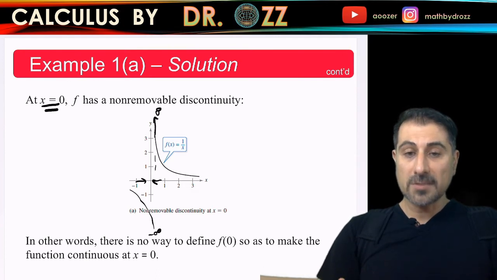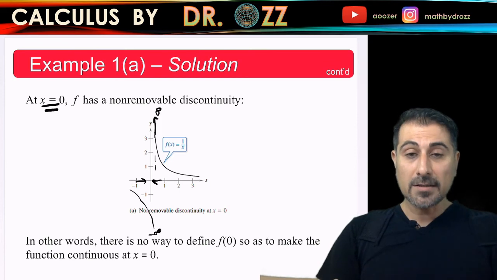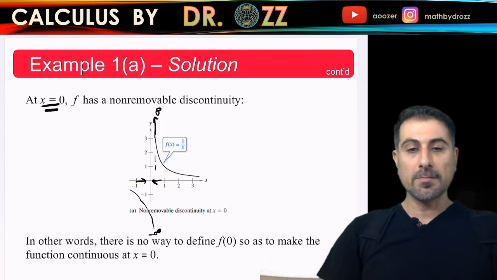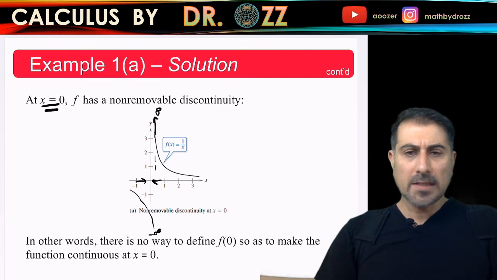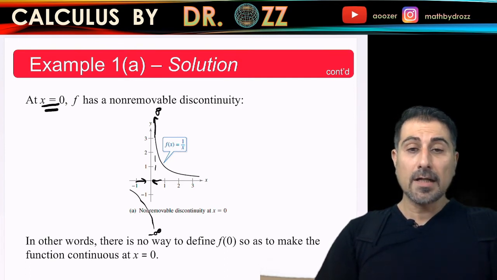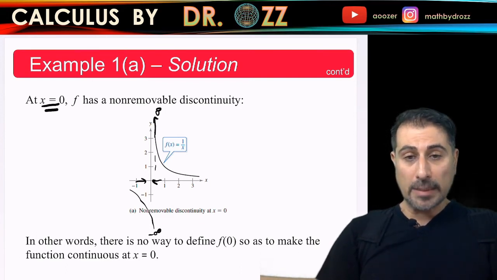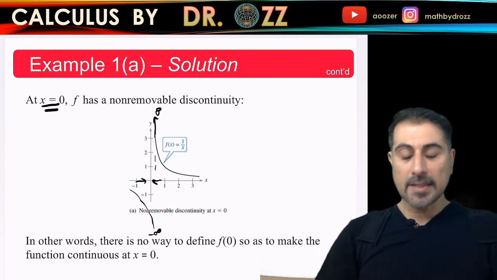So for that reason, f is discontinuous, and I cannot remove this discontinuity by redefining this function because one side goes to infinity and the other side goes to minus infinity. So x equals 0 is non-removable for this problem. And as a quick comment, this function 1 over x is continuous for all other x's, and 0 is the only problem point, which has a non-removable discontinuity.